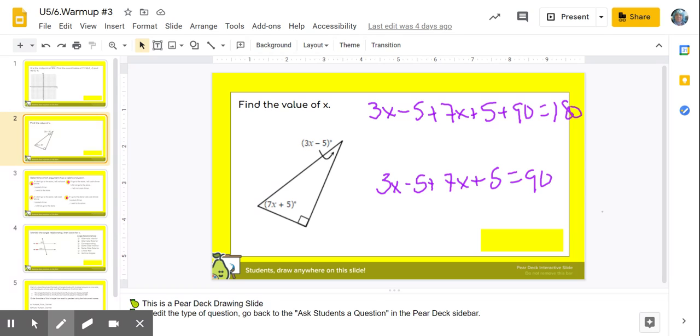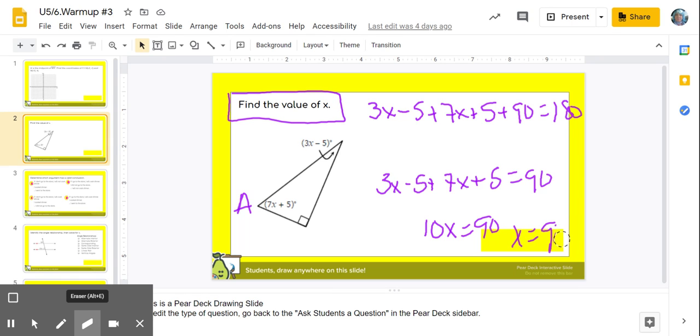But it doesn't matter which one you use. They should both give you 10x equals 90 and x equals 9. Notice that the question here was find x. If it asked me find angle A, I'd have to substitute the 9 back in here, right? Excellent job, guys.